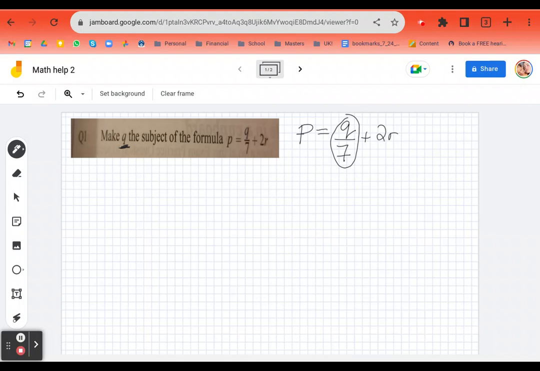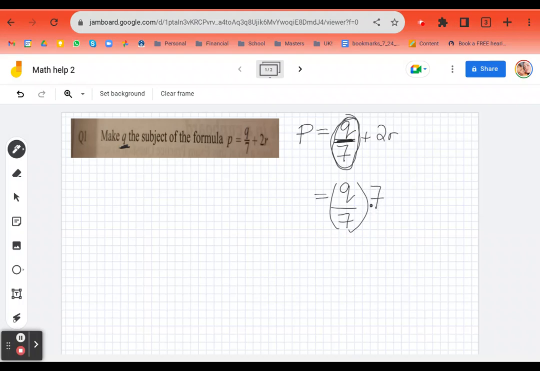How do we get rid of a fraction? We get rid of the denominator by multiplying by the denominator, because a fraction is really a division, and the opposite of division is multiplication. So I'm going to multiply this term by 7 to get rid of my fraction. So I have Q over 7, and I'm going to multiply that by 7.